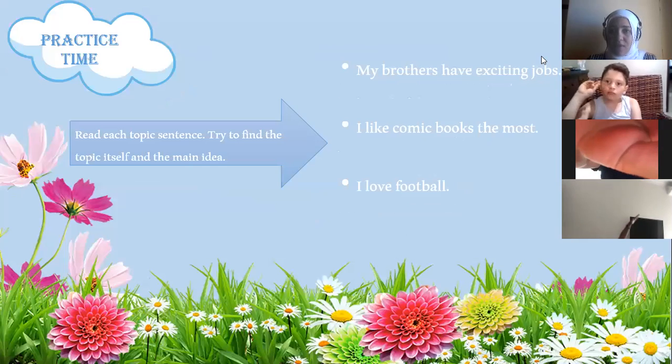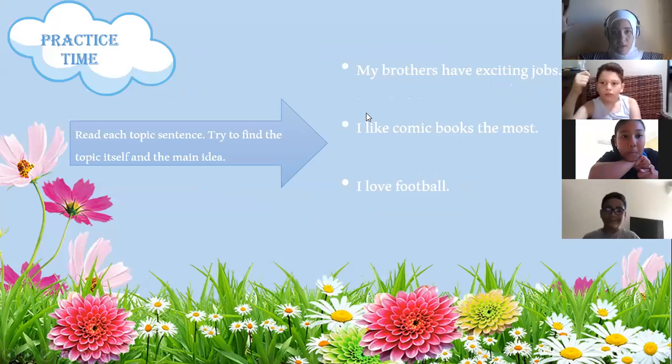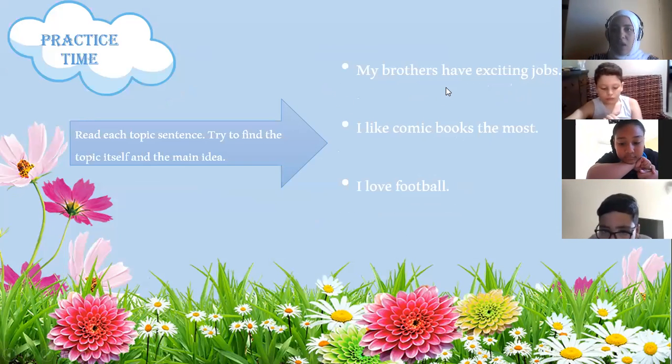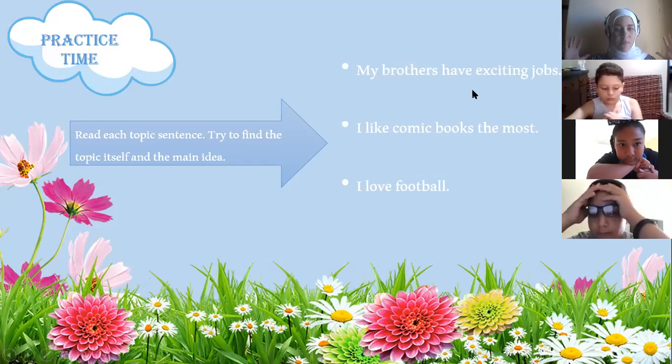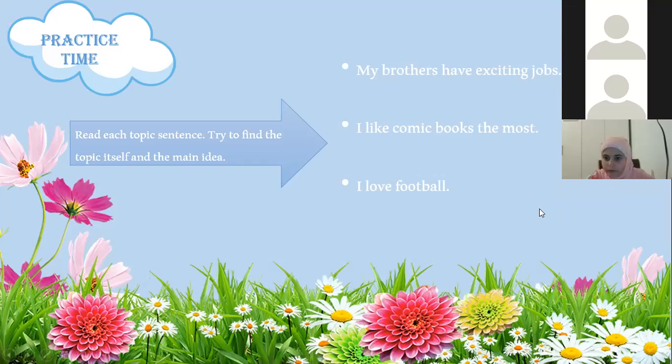Let's take this example. My brothers have exciting jobs. Here I have to find the topic, the big idea, and the main idea, the small idea that I'm going to talk about in the details. My brothers have exciting jobs. I ask myself here, what is the big topic? In general, what am I talking about? Who wants to tell me? In general, what am I talking about?